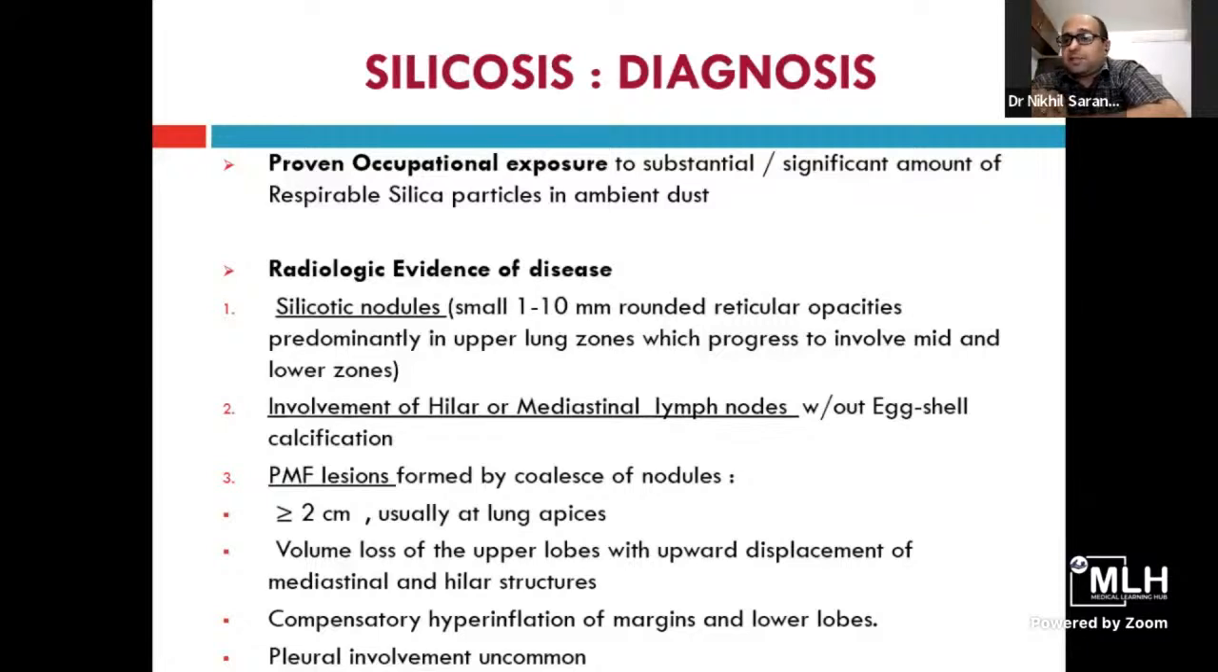and in advanced disease, you have the PMF or progressive massive fibrosis lesion, which is formed when several silicotic nodules coalesce to form a larger lesion, which is usually 2 centimeters or more in size and is present at the lung apices. There's volume loss of the upper lobe with upward displacement of mediastinal and hilar structures, compensatory hyperinflation in the contralateral lung. Next.